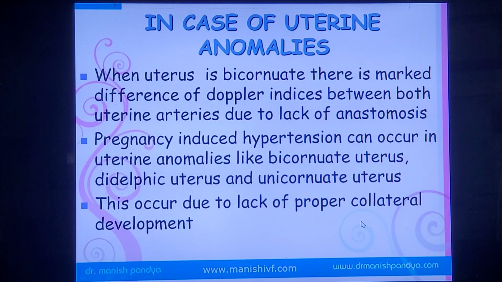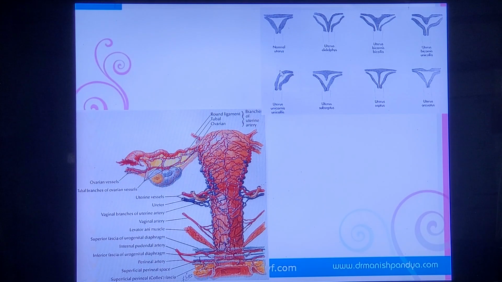These occur due to lack of proper collateral development, and these are the normal uterus, didelphic, bicollis, uterine bicollis, unicollis, subseptate, this is full septum, and there is arcuate uterus.